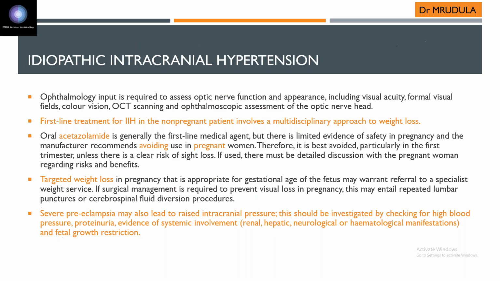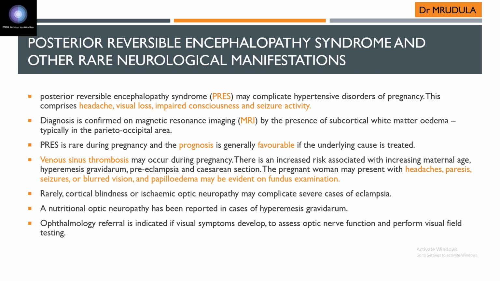Then another thing is posterior reversible encephalopathy syndrome and other rare neurological manifestations. PRES, or posterior reversible encephalopathy syndrome, usually complicates the hypertensive disorders of pregnancy. The symptoms are headache, visual loss, impaired consciousness, and seizure activity. Diagnosis is routinely confirmed by MRI, where there will be presence of subcortical white matter edema, usually in the parieto-occipital area. PRES is a rare thing during pregnancy. Prognosis is generally favorable with treatment of the underlying cause. So basically, control of hypertension and delivery of the fetus usually resolves this PRES.